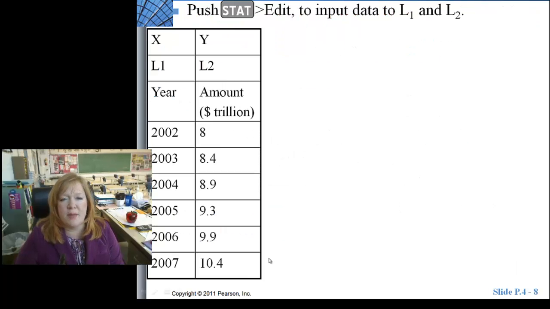So let's do the first step together. If you've got your graphing calculator, the very first step, I want you to push stat and edit.